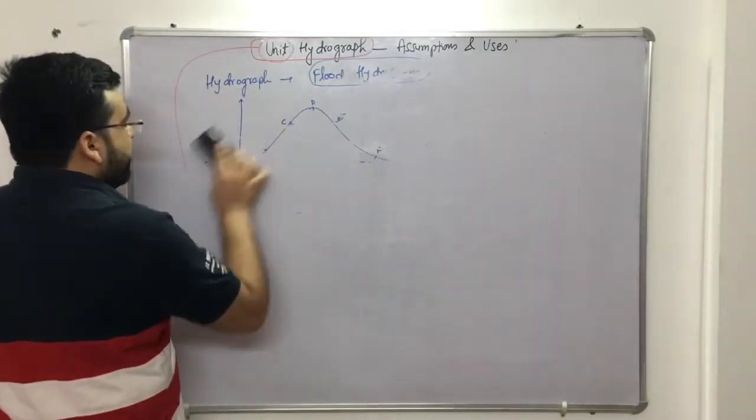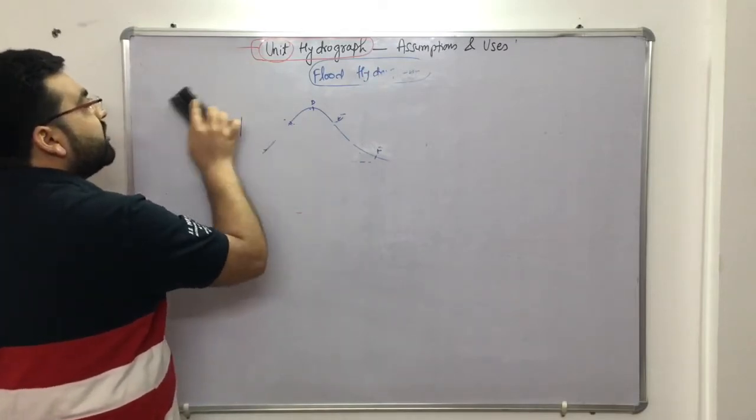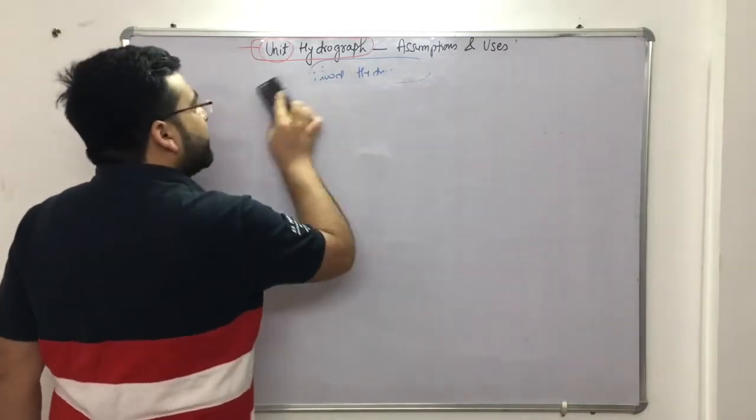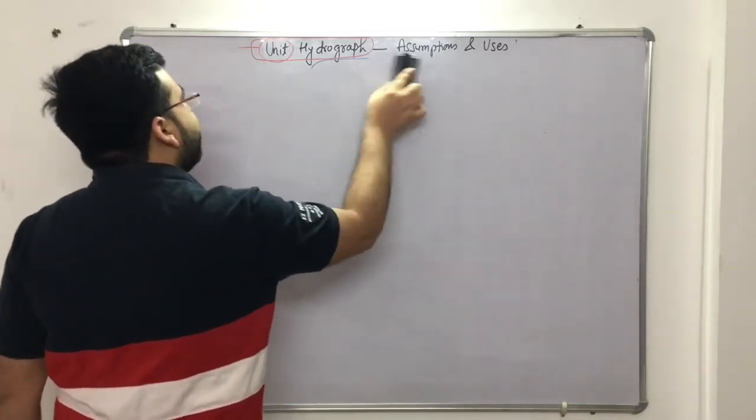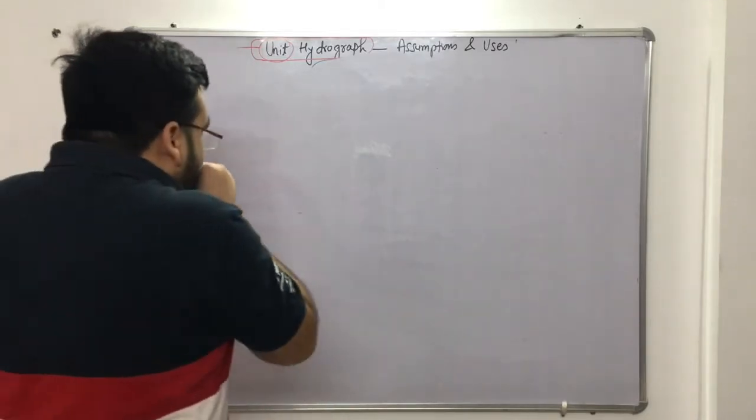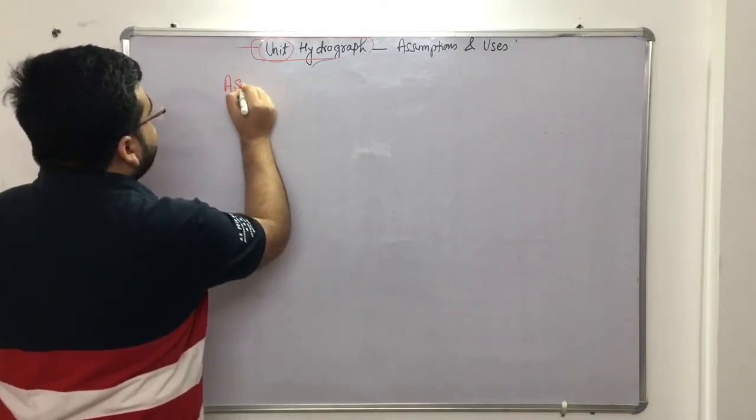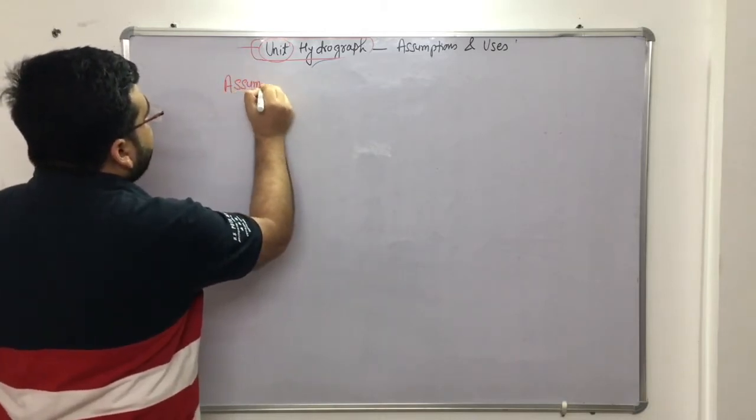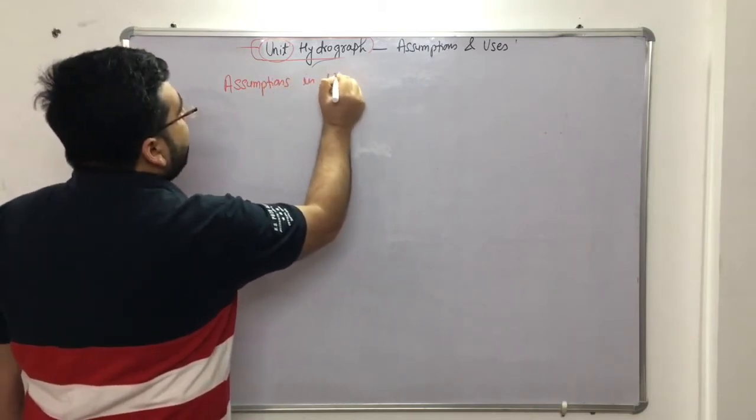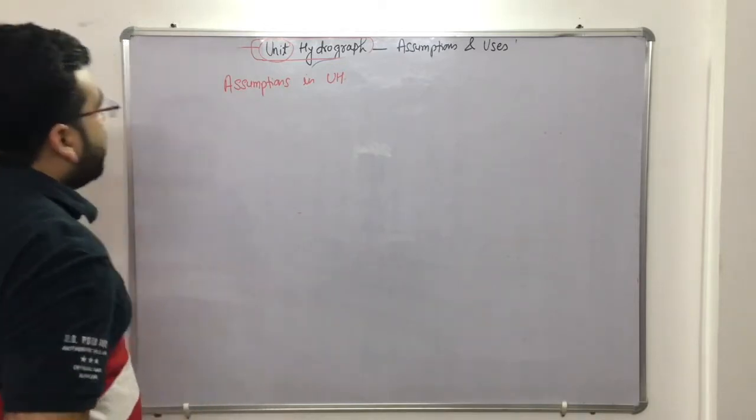This is very important, because in 2020 also, 2019, one question came from the hydrograph topic, and earlier also this topic is very important, very frequent topic, right? So now let's discuss the assumptions in unit hydrograph. UH means unit hydrograph, right?